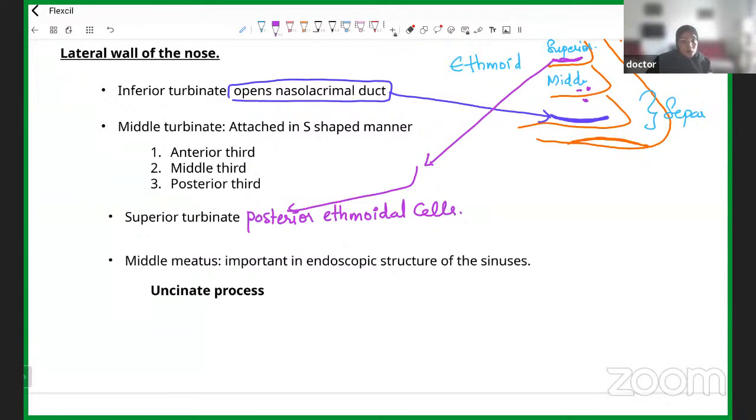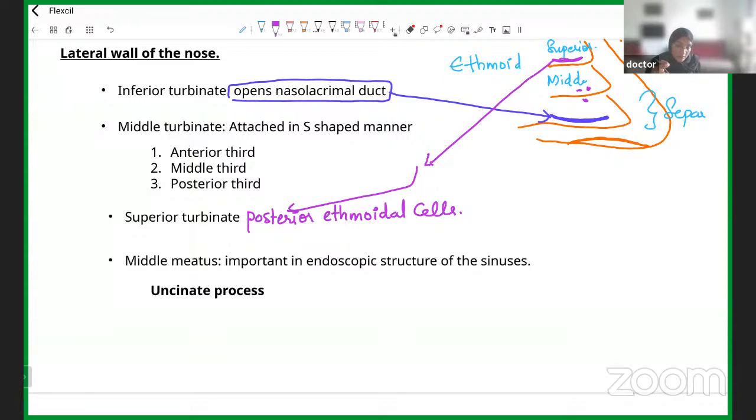All right. So inferior turbinate, it is a separate bone. Inferior concha is a separate bone. Superior concha and middle concha both are structures of the ethmoid bone. Regardless of that, we have meatus. We have inferior meatus, which is underneath the inferior concha, right? And it opens into the nasolacrimal duct.